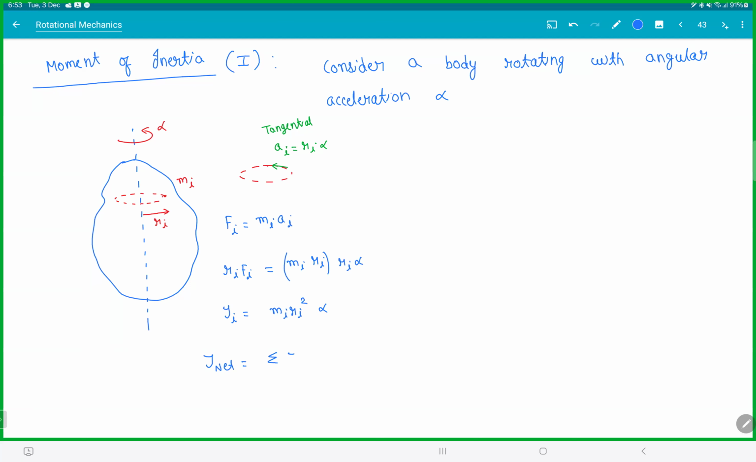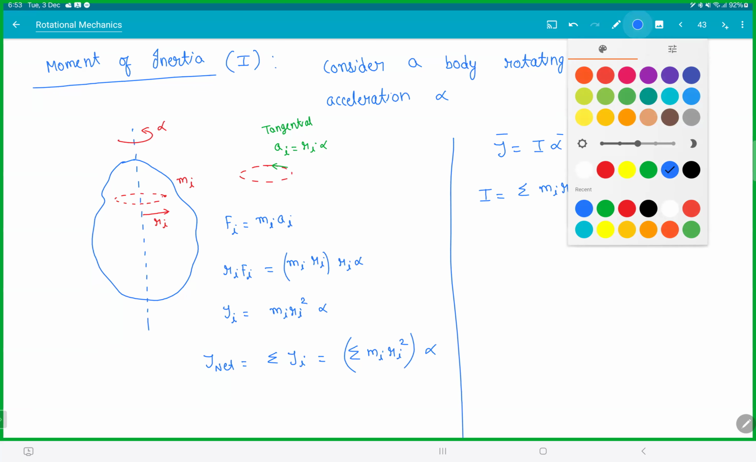So you want the net torque. That will be the summation of all the torques. This turns out to be sigma mi ri square alpha. Do you remember the starting of the chapter we discussed? If the body rotates with alpha, every particle rotates with alpha, isn't it? So alpha will be the same for everyone. Mass will be different, radius will be different, but alpha will be the same for everyone. So now if you look at this equation, we can write torque is equal to I alpha, where I is given by sigma mi ri square.